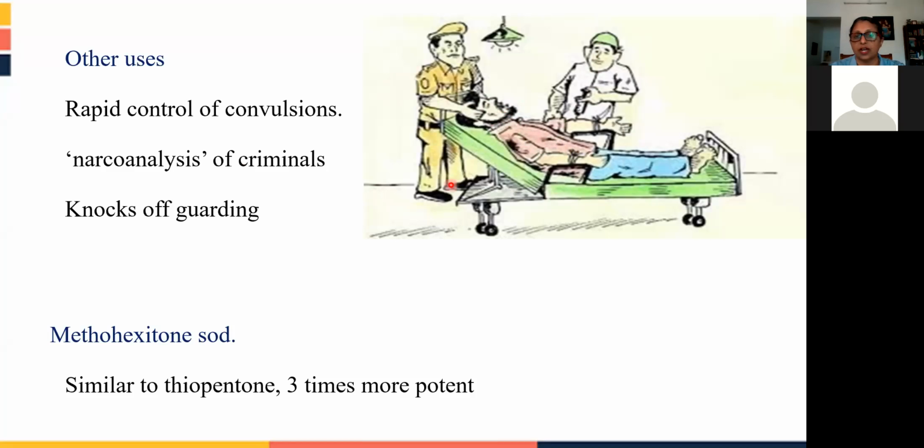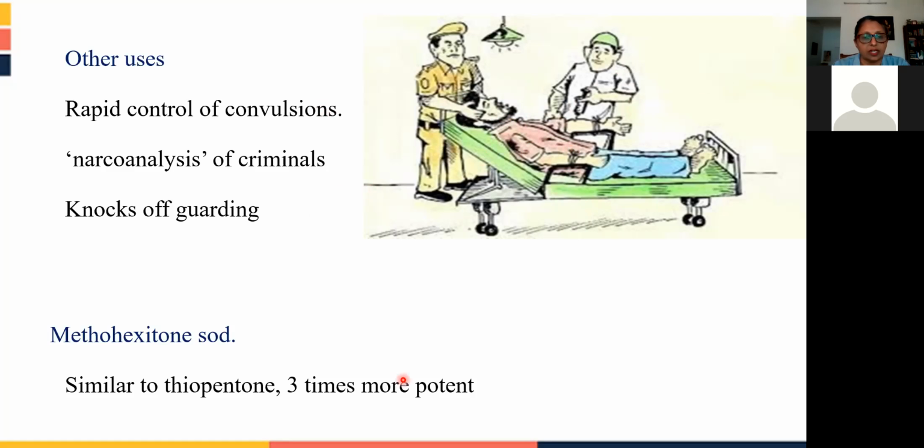So it knocks off guarding. His defense mechanism to avoid telling lies will be knocked off. So that is called narco-analysis. For the narco-analysis of criminals, we are using this thiopentone sodium. It is some layman's talk, it is also called a truth serum. So it will take all the truth from within a person. Even the psychiatry department, psychologists, also use this. And in the police department also, for the narco-analysis of criminals, we are using this.